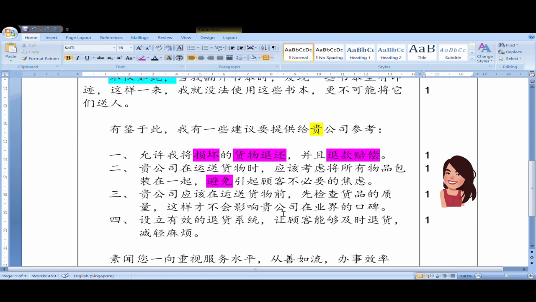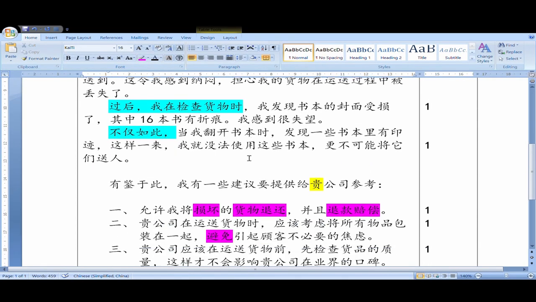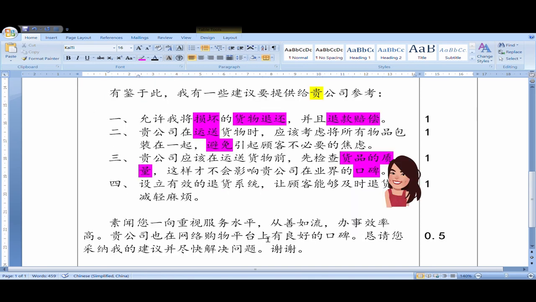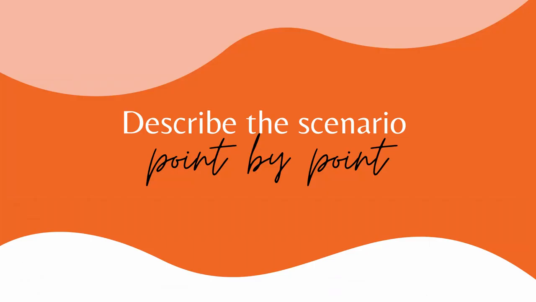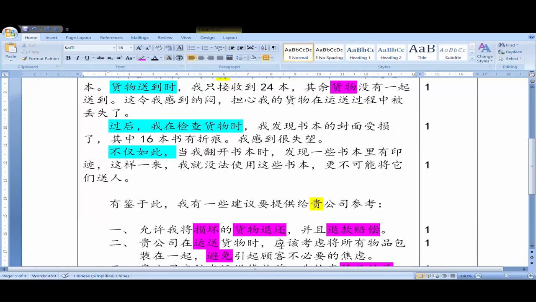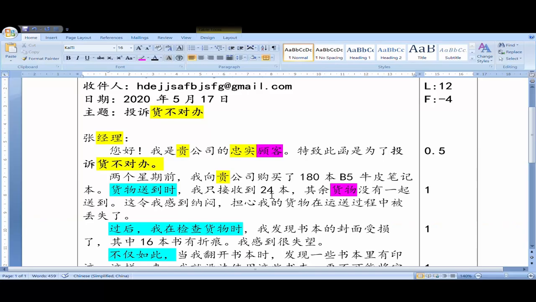I also use a lot of words that are thematic based, right? When we talk about services, we use these words. Thematic words here, we have 顾客, customers. 货物, goods. 退还, return. 退款, refund. 赔偿, compensate. 避免, avoid. 运送, deliver. 口碑, reputation. 服务水平. Right, three things, okay? Number one, present your points coherently, flowing from one to another. Two, use connecting phrases or connectors to break up your points, allowing people to know that you have moved on. Three, use a lot of thematic vocabulary so you can up your language game.